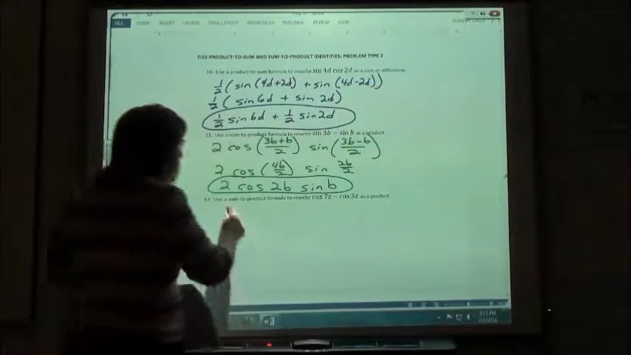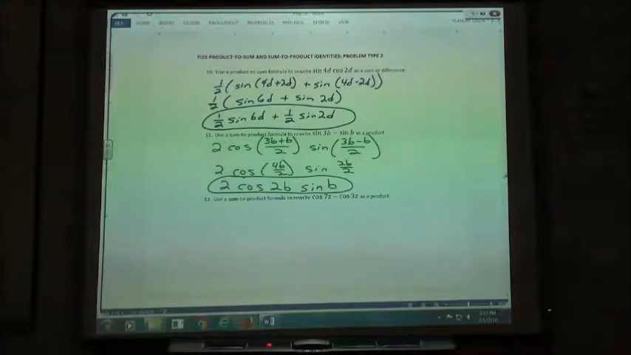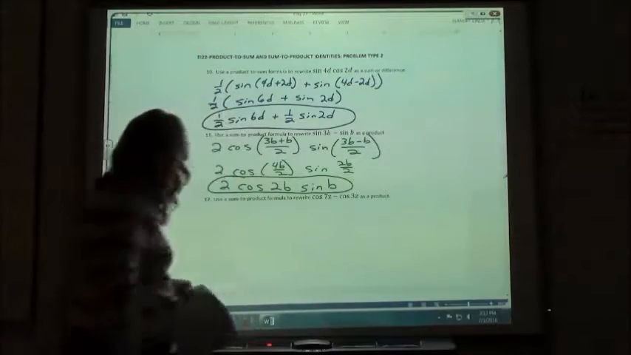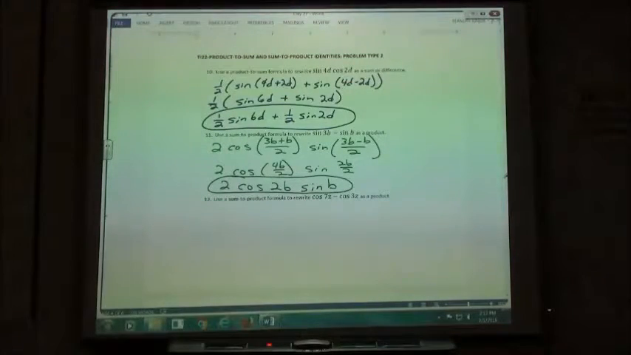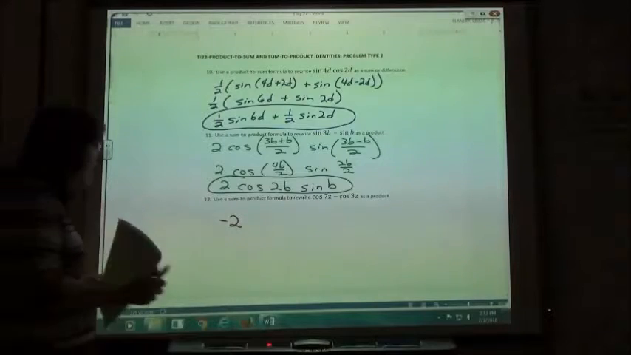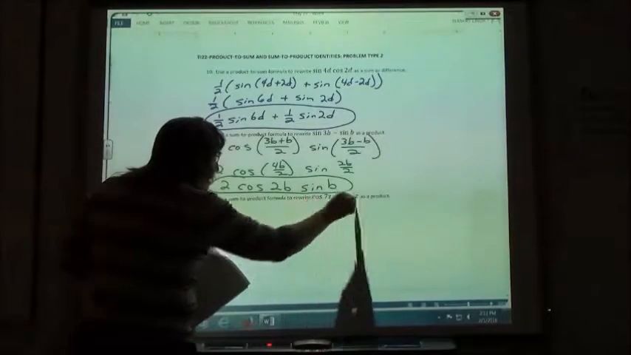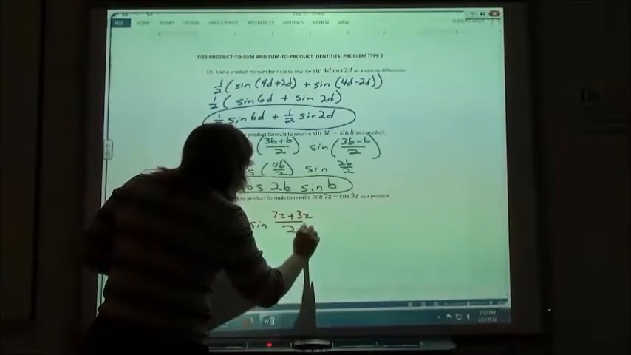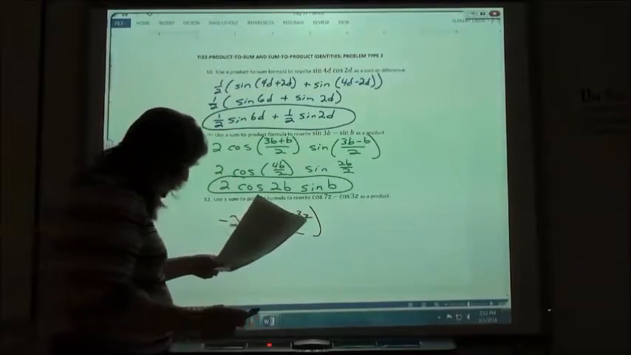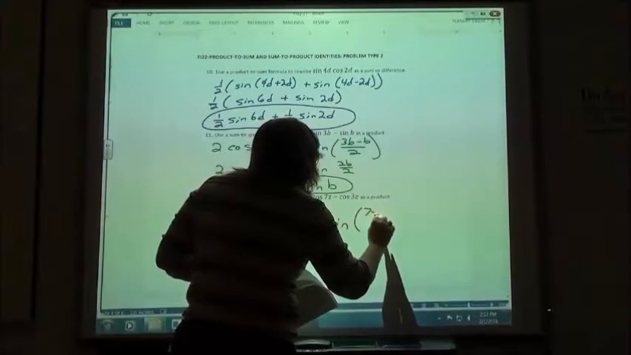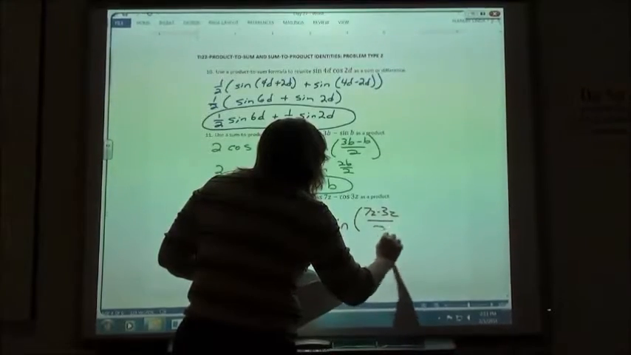And the last one is going to use a sum to product one also. Down in that second group of formulas, we're going to do the cosine minus the cosine. So you want to look up your formula for cosine minus cosine. This one starts out at -2, and we're going to do the sine of (a + b)/2, so (7z + 3z)/2. And then we have the sine of (a - b)/2, so (7z - 3z)/2.